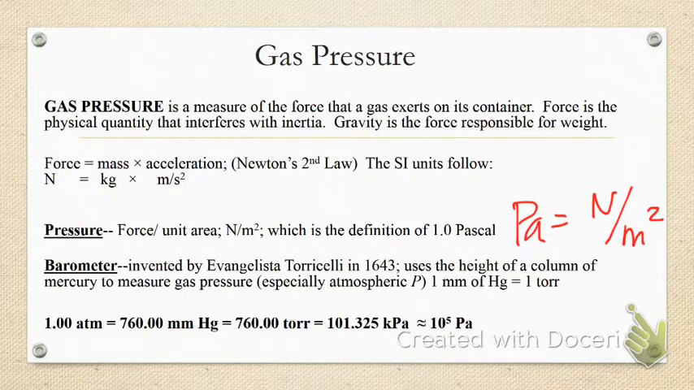The barometer was invented by Evangelista Torricelli in 1643, and it uses the height of a column of mercury to measure the gas pressure. That's where we get millimeters of mercury. At some point they renamed the millimeter of mercury to torr, to honor Torricelli, although we are usually going to see millimeters of mercury. And of course 760 of those are equal to 1 atmosphere, which is also equal to 101.325 kilopascals.